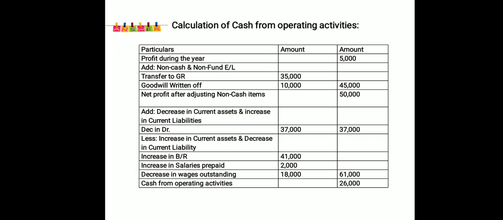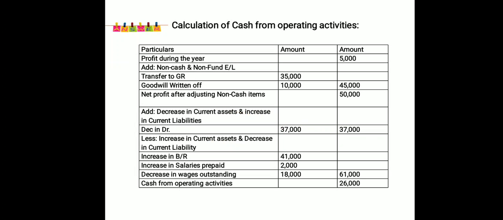But again and again I am repeating, if you are not comfortable with this, then you can first take the closing profit and at the end you can deduct the opening profit. Okay, no problem at all. But that deduction of your opening profit will come just after the adjustment of your non-cash and non-fund items, not after the current assets and current liabilities. Before that only we have to go for the deduction of opening profit and loss.